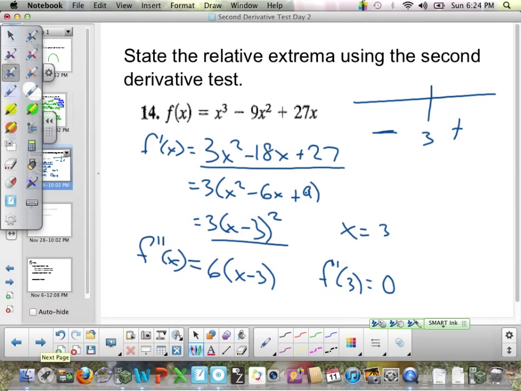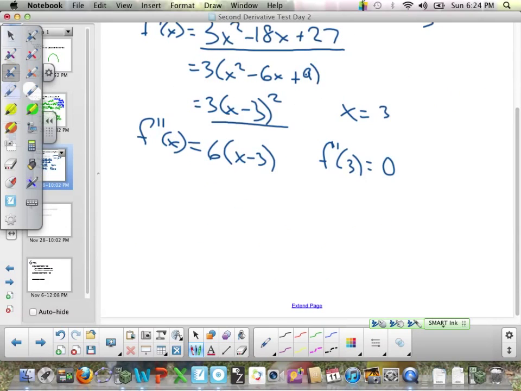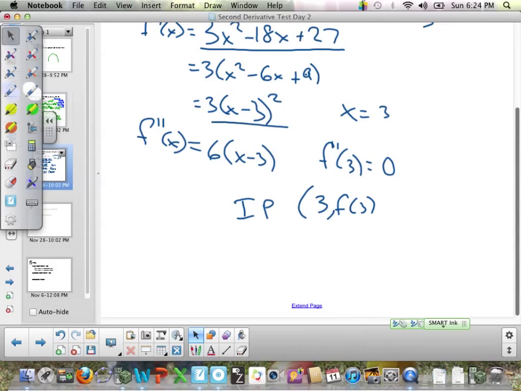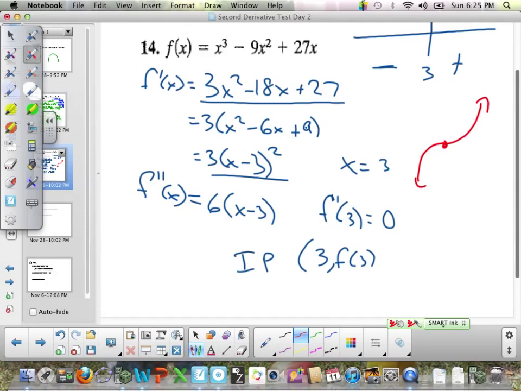And you may be asked to find the y value, in which case you would just plug it in. So our inflection point at this point in time is 3, f of 3. And there is no max or min. What this looks like is your concave down going into it, concave up going out of it. There's your inflection point right there at the change in concavity where it kind of levels off.